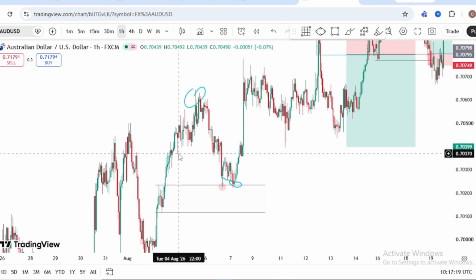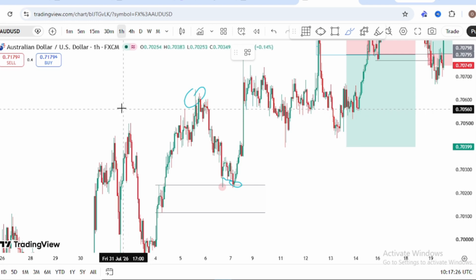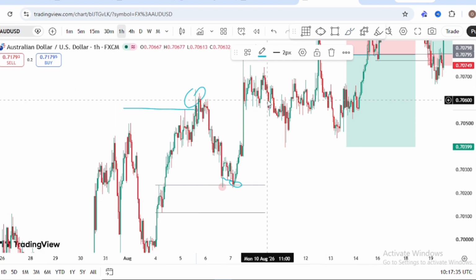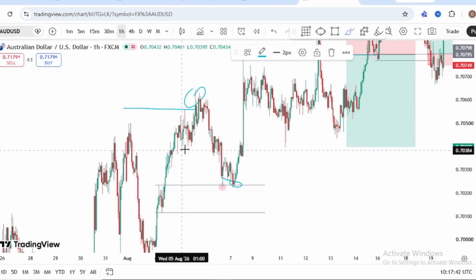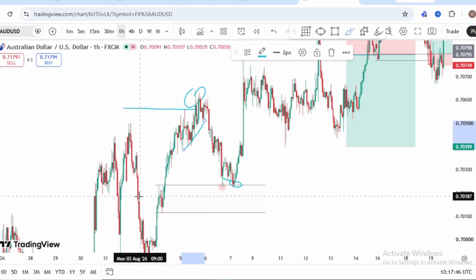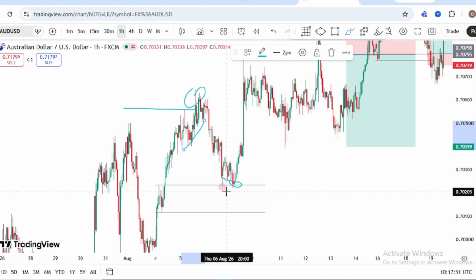Let's take another example. Here we have a break of structure. Let's mark the break of structure. There's a confirmed break of structure here. And after the break of structure, we can look for a buy position since this is a bullish market. So inducement has been taken here. After the market took the inducement, it got to this mitigation block.